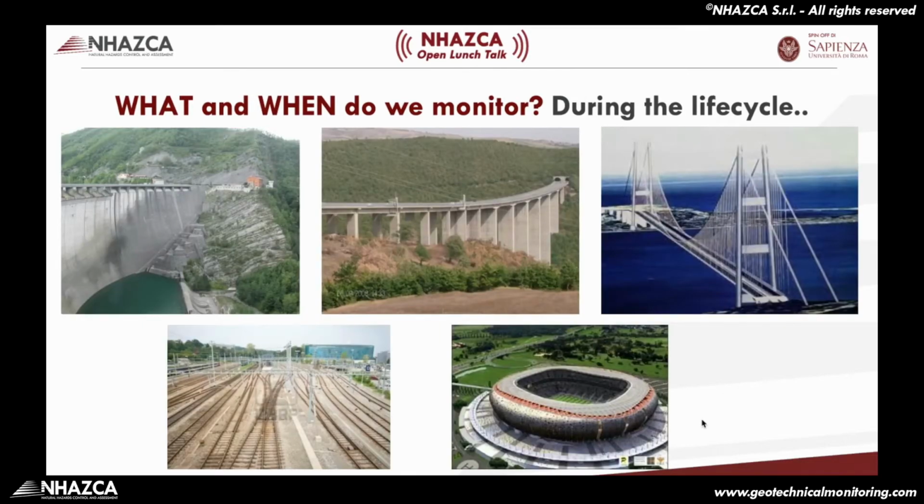But at the same time, another reason for monitoring is not just during construction, but during the life cycle. So the life cycle of infrastructures is, I think, a good reason to monitor. Increasing the life cycle or the lifespan of an infrastructure is a relevant factor, and using monitoring may help from this point of view.